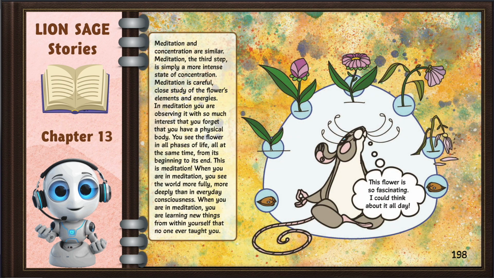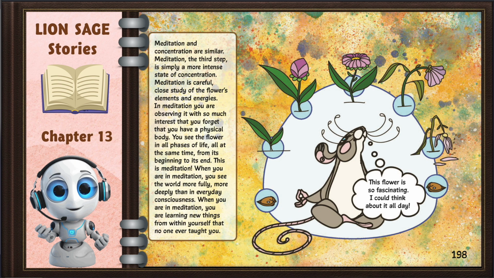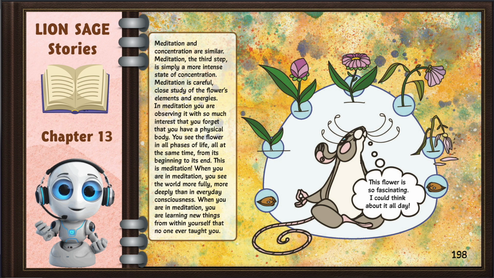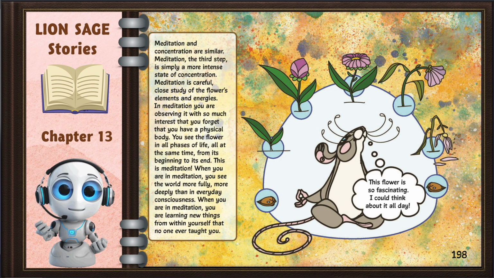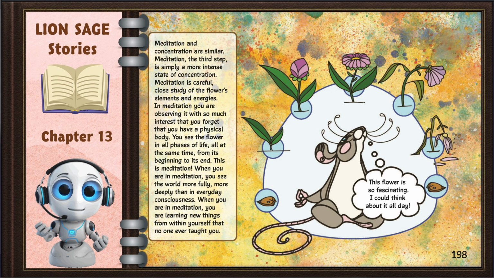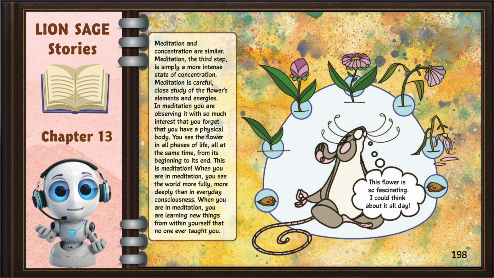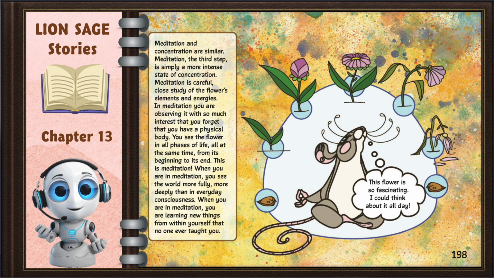Meditation and concentration are similar. Meditation, the 3rd step, is simply a more intense state of concentration. Meditation is careful, close study of the flower's elements and energies. In meditation, you are observing it with so much interest that you forget that you have a physical body. You see the flower in all phases of life, all at the same time, from its beginning to its end. This is meditation. When you are in meditation, you see the world more fully, more deeply than in everyday consciousness. When you are in meditation, you are learning new things from within yourself that no one ever taught you.